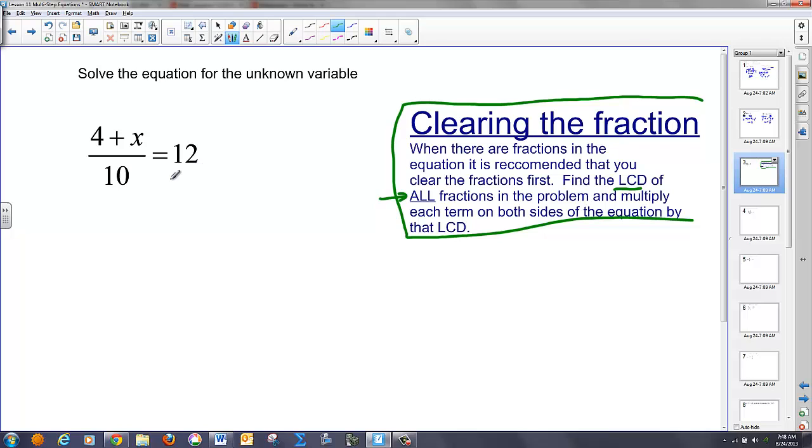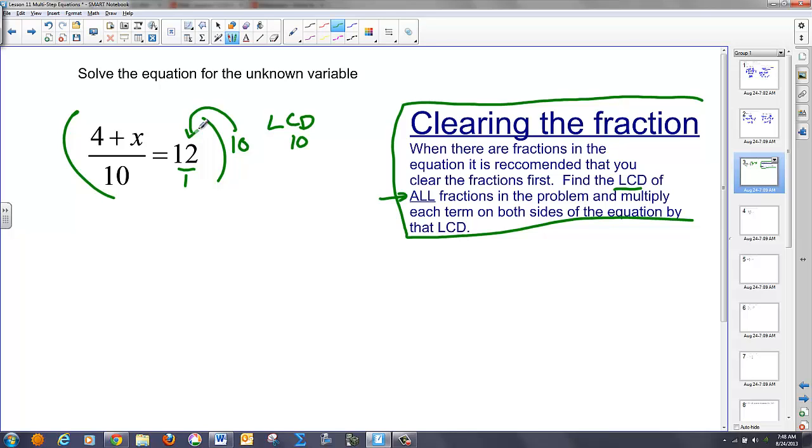In this side of the problem, there is no denominator, so it would have to be 1. The LCD, in this case, is 10. So what I'm going to do is multiply each term by 10. Now, in theory, this is only one term. So if I multiply the entire equation by 10, it's like a large distribution, if you will.